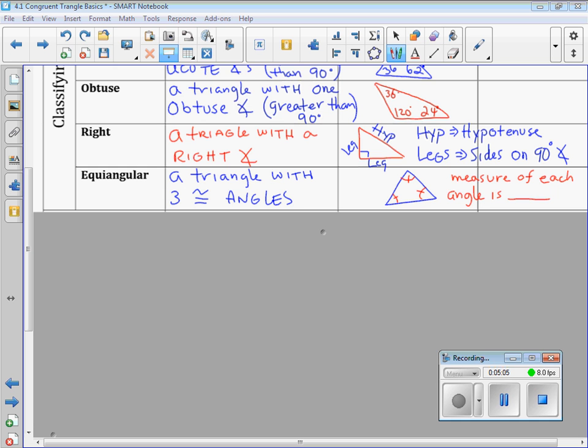So each one of those angles is a regular polygon because all the angles are the same. That would mean that each one of those degrees is exactly the same. 180 divided by 3 gives me an angle measure of 60 degrees.